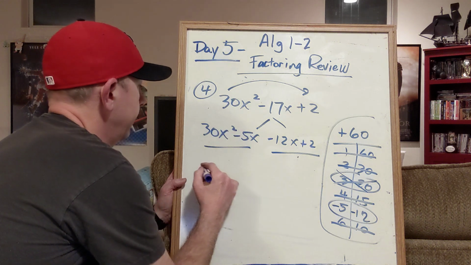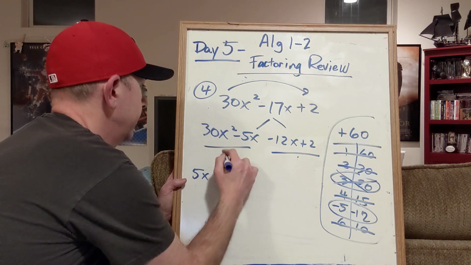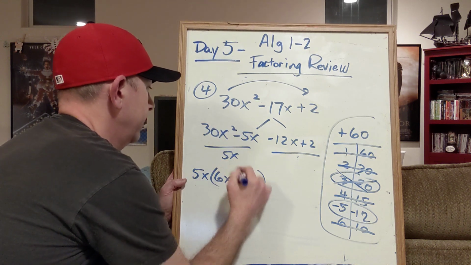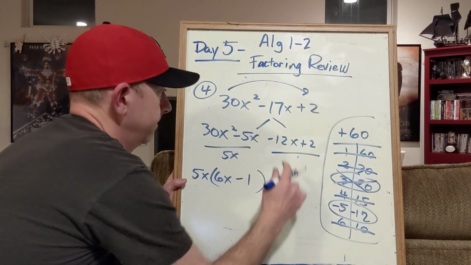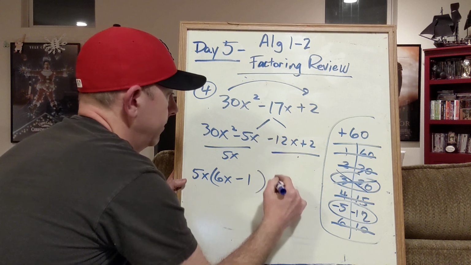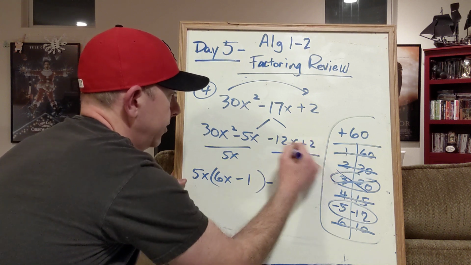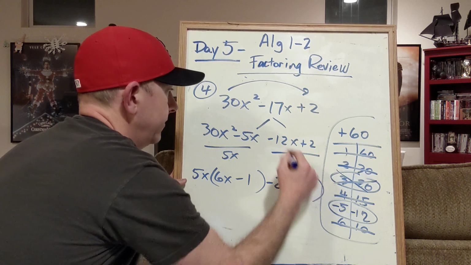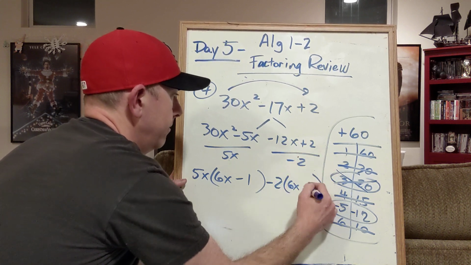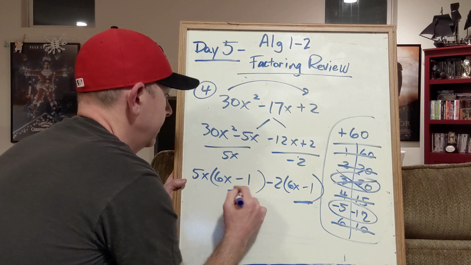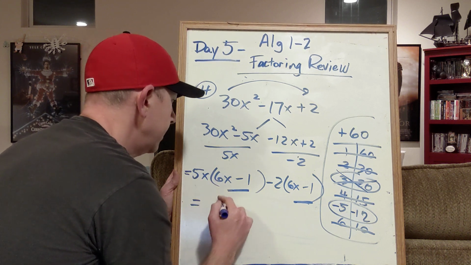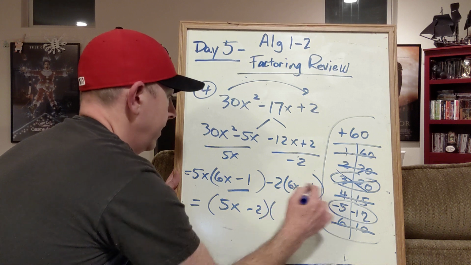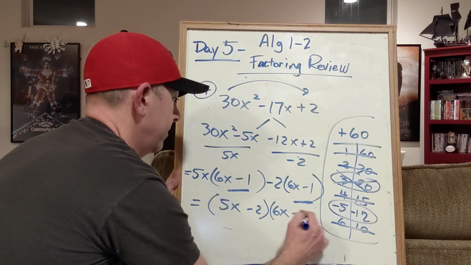All right, so here we've got a 5x in common, so we divide by 5x. Divide that into that, we get 6x. This into that, we get minus 1. Now, when we have a negative in the middle, we want to factor out a negative, and 2 does go into 12. So we're going to divide by a negative 2. We get 6x and minus 1 there. So we got these like terms. So our final answer here is 5x minus 2 and the like terms 6x minus 1.